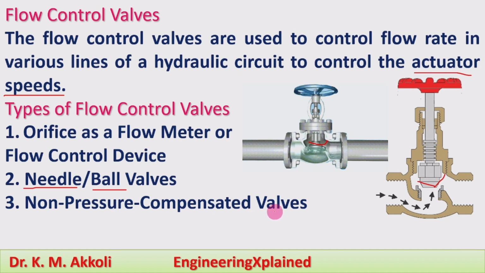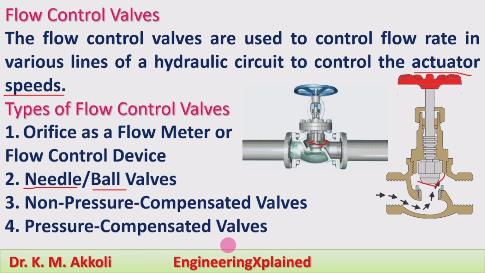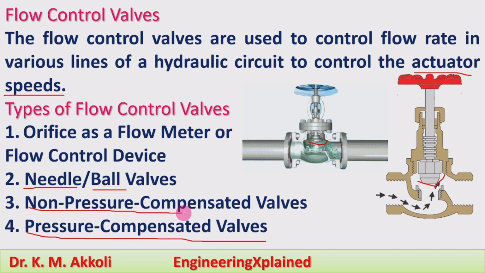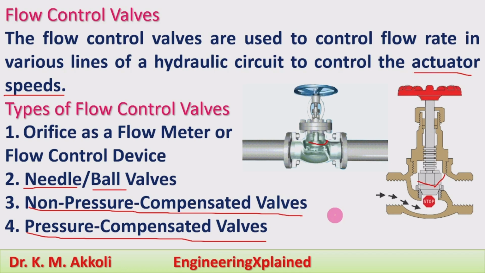Non-pressure compensated valves: whatever the pressure is, it is not taken into consideration for the flow of the fluid. And the last one is the pressure compensated valve. In the pressure compensated valve, the system pressure is used to control the flow of the fluid in the system, and those are called pressure compensated. If we are not going to use that, then we use non-pressure compensated. These are the different types of flow control valves.